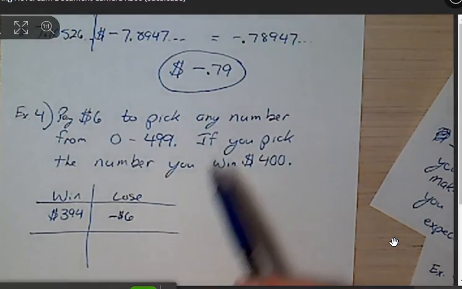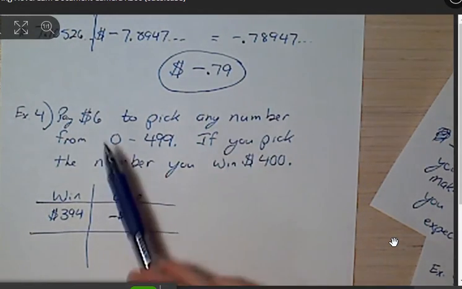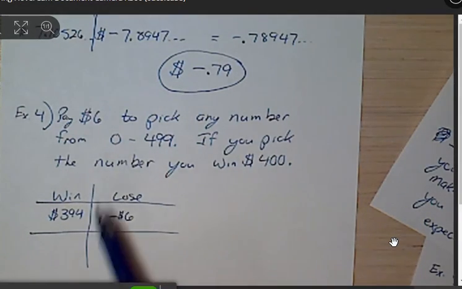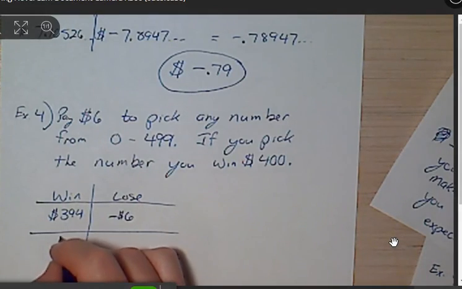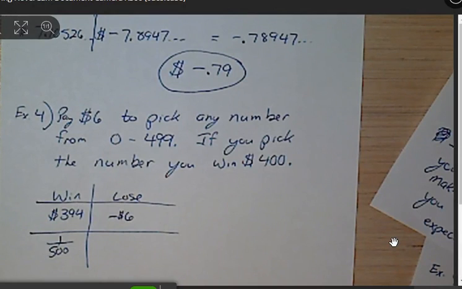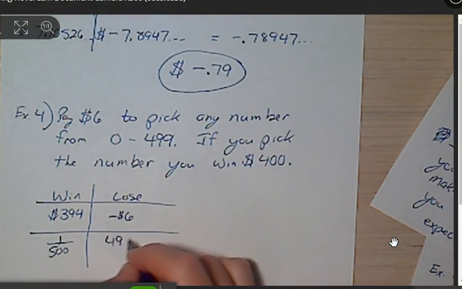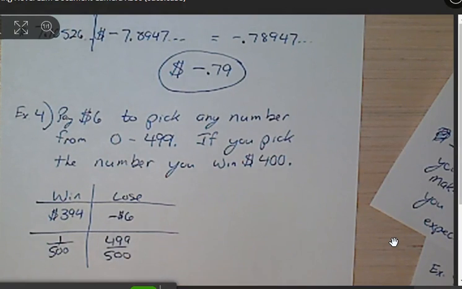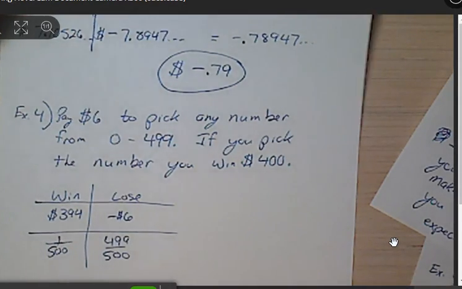Okay, and you're picking one number, and there's only one winner out of this whole thing, so the chances of you winning, that's 1 out of 500. Chances of you losing, well, that's the rest of it. That's the 499 out of 500. And then we'll do the same thing. You'll go ahead and take the 394 and multiply it times 1 over 500.